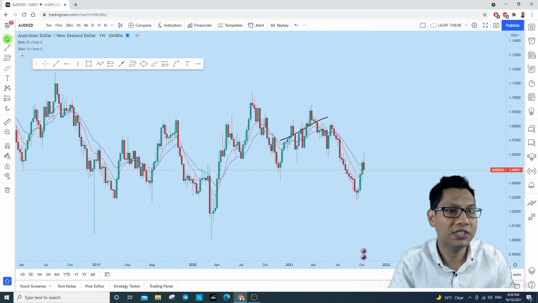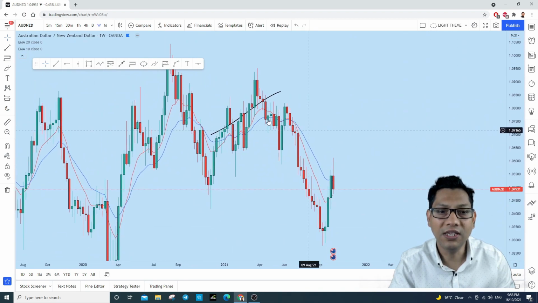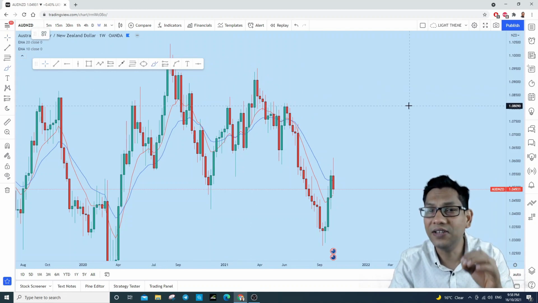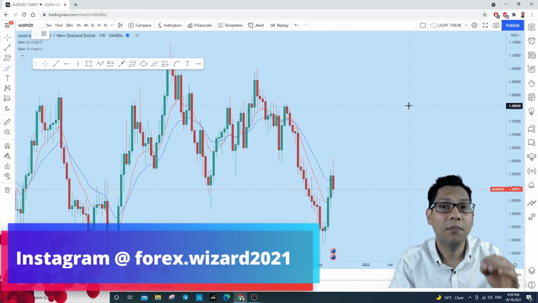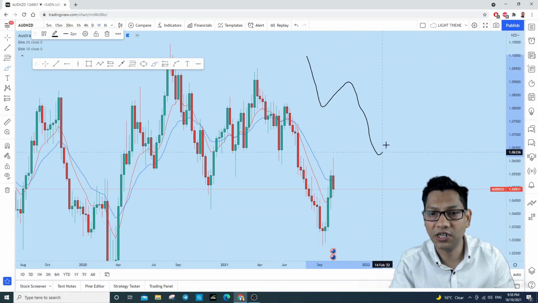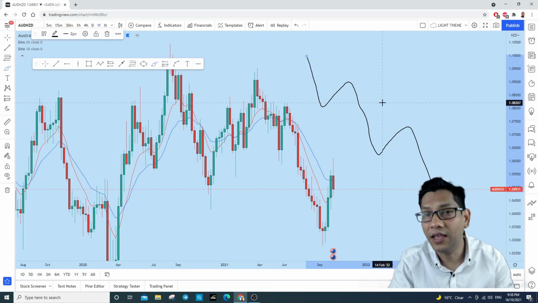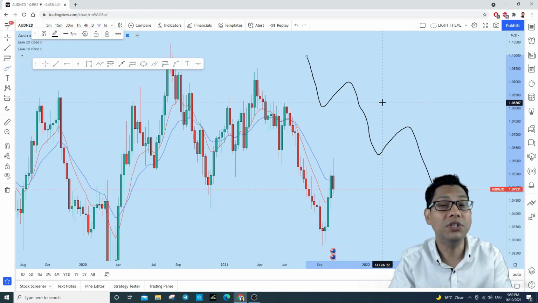Now as you can see, on the weekly the picture is a bit clearer. This is the market structure on the weekly. How do you identify a downtrending market structure? You need to understand it. A downtrending market structure is something like this. It means it is creating a lower high and lower low, which is the sign or market structure of a downtrend.